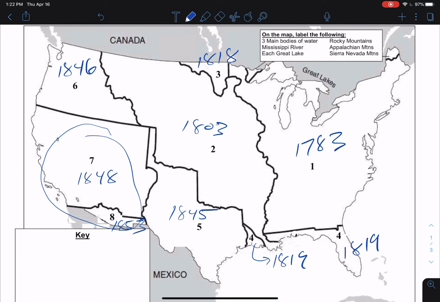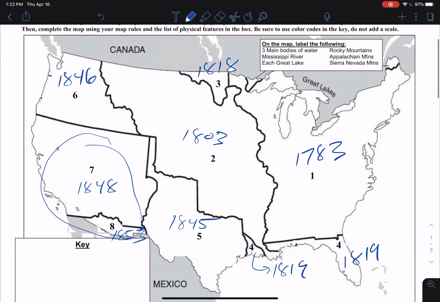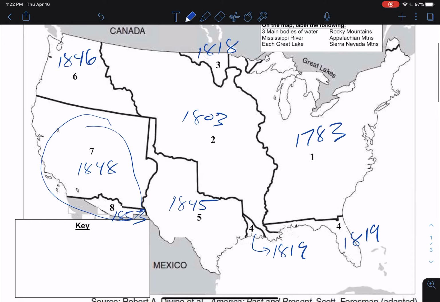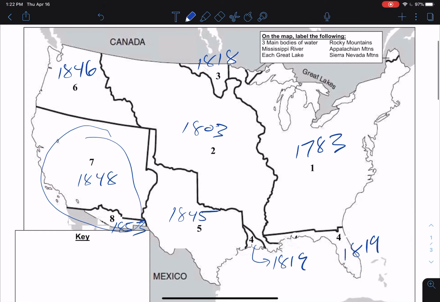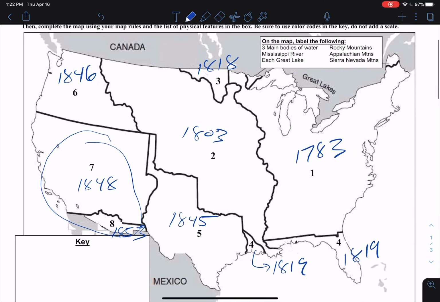But what we're leaving out is Alaska, which we got in, I think, like 1867, and Hawaii in like 1898. But for the purposes of this, we can just focus on the mainland. Okay, so that's another way I would quiz myself, is to look over the dates.